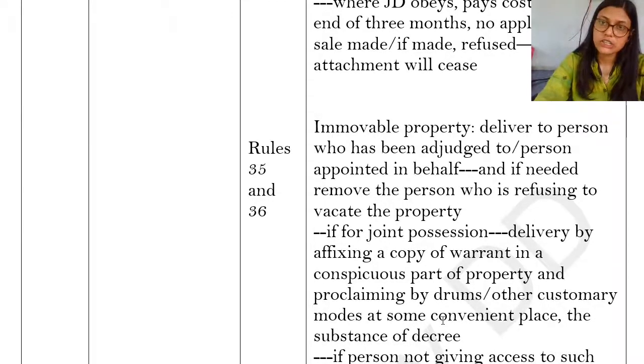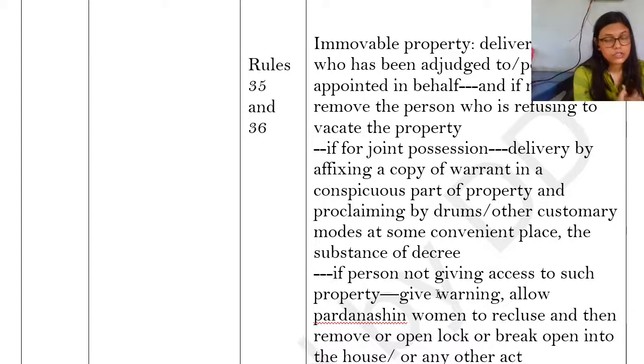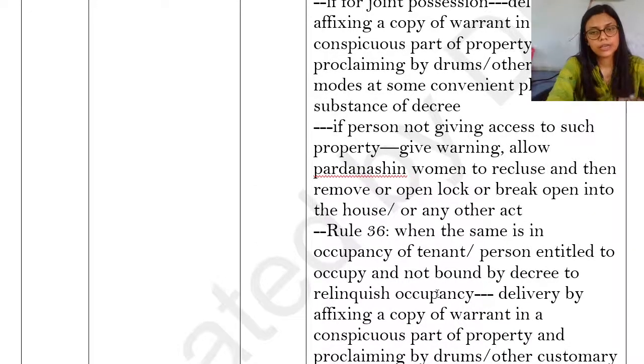If it is a joint possession property, what did we do? If the person is obstructing and not allowing you to enter, what will you do? So for immovable property, you either deliver it to a person, or if somebody is refusing to vacate the property, you can remove that person. If the person is not giving you access to the property, what would you do? Or if it is in the occupancy of a tenant or somebody who is not bound by the decree and has the right to occupy the property, what would we do? You saw that as well.